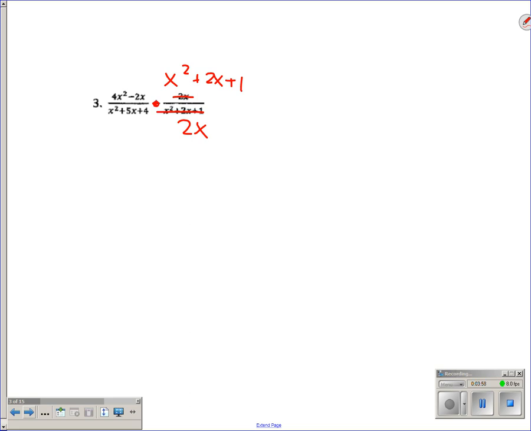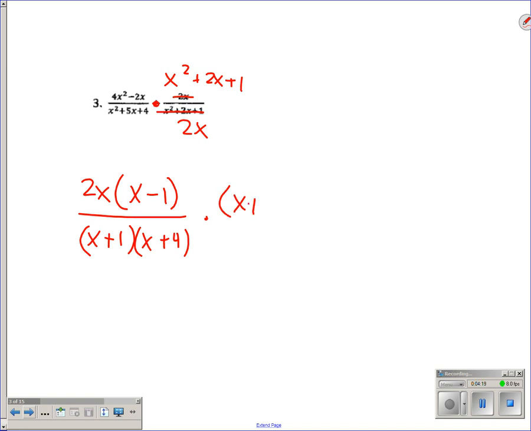Okay? So the top factors with the GCF of 2x coming out. So I got 2x times x minus 1, it looks like. On bottom, I got the factors of 4 that add up to 5. That's x plus 1, x plus 4. And this multiplies to, okay, well the top right factors to x plus 1 and x plus 1. And the bottom factors to 2x.